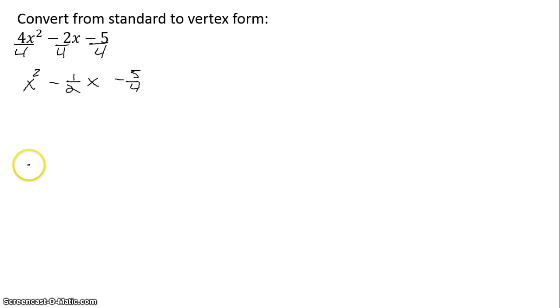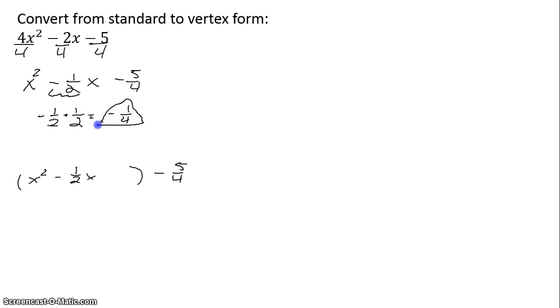So again, we're going to give ourselves some room here, parenthesis, x squared minus 1 half x, leave ourselves some space there, minus 5 over 4. And we're going to take this term down again. I have negative 1 half. This time, since it's a fraction, I'm not going to divide by 2. I'm going to do the equivalent to that, but it makes it easier with fraction, and that's multiply by 1 half. That gives us negative 1/4. Put our triangle around that and square it, and that is 1/16.